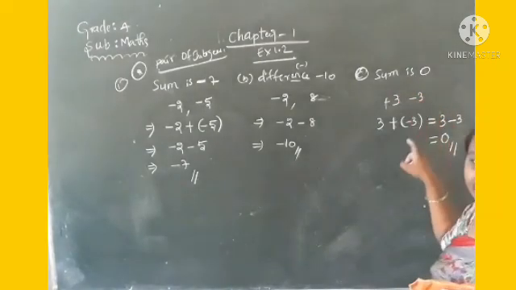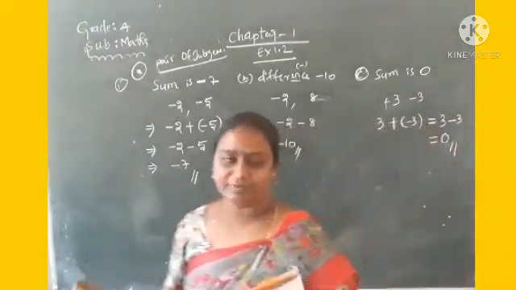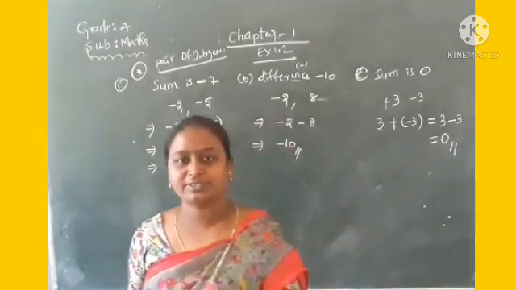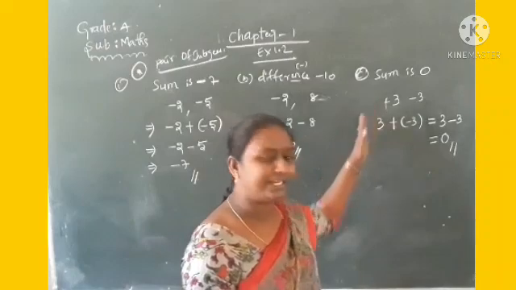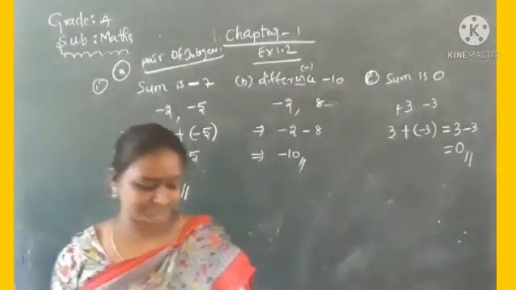You can take any integer here, 5. So that is the additive inverse, minus 5. If you do the sum of 5 and minus 5, it is equal to 0. You can take any integers here. Next, similarly, the second question also has the same procedure.